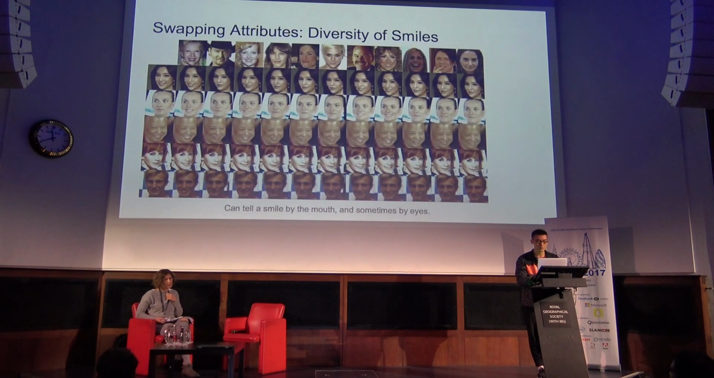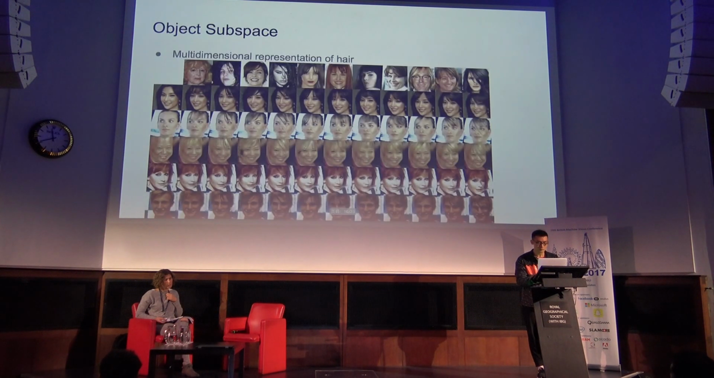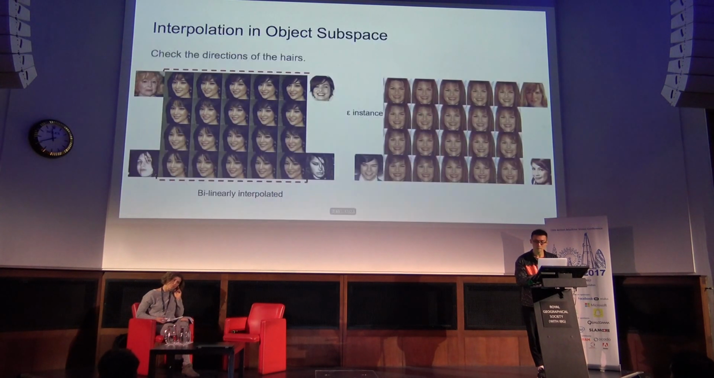GeneGAN can also be used to swap attributes that are hard to describe. In this example, the hairstyle is swapped between the two parents. It can be observed that the hairstyle follows closely the source image on the top row. In fact, the direction of hair is in good agreement with the source image.